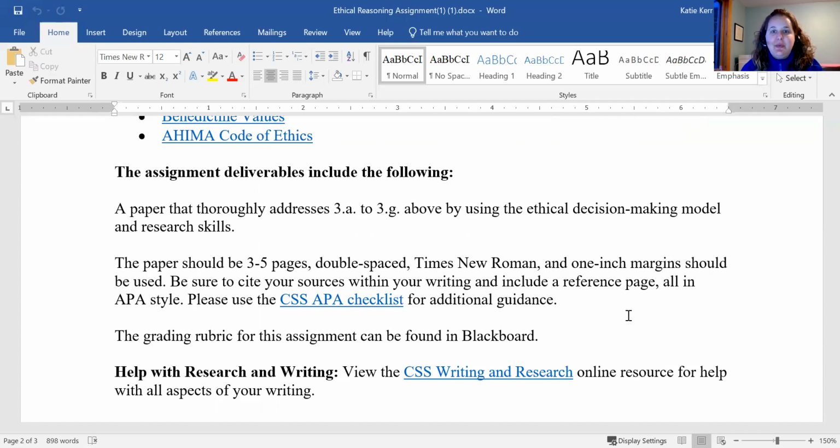Purdue OWL is a wonderful resource. We also have the CSS library. They have a complete APA reference LibGuide, I believe is what they call it. And there's a plethora of information out there, of course. And of course, you have your APA textbook too. But definitely reach out if you have any questions on APA, the assignment, or any of these instructions.